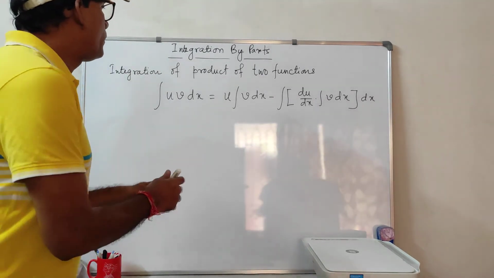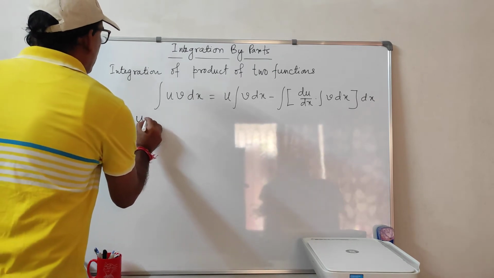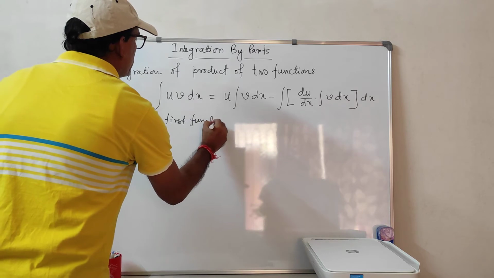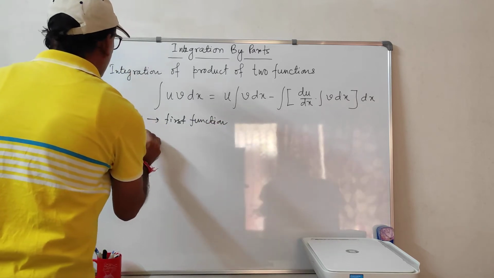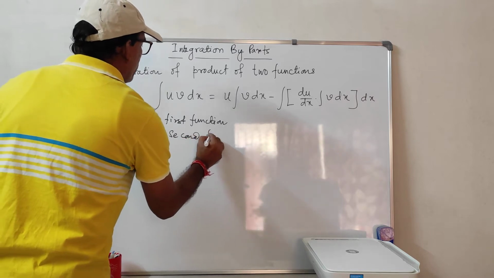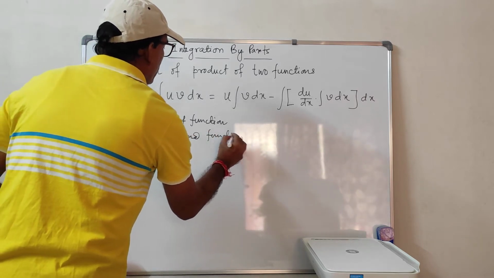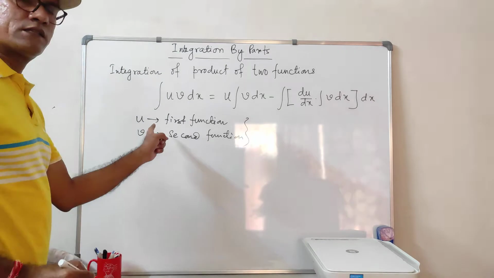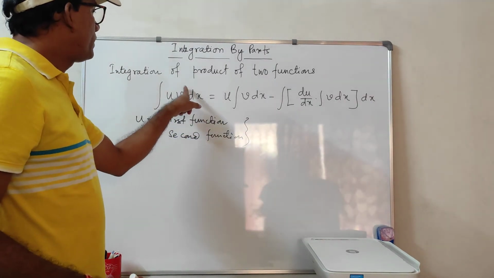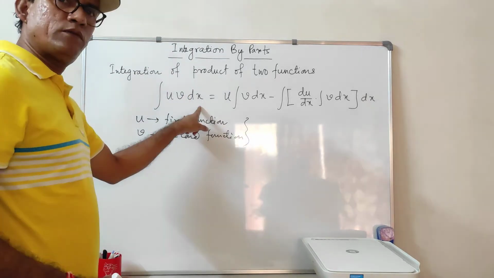Here there are two functions, u and v. Here u is called the first function, and v is called the second function, and both functions are functions of x. That is why we integrate this product with respect to x.